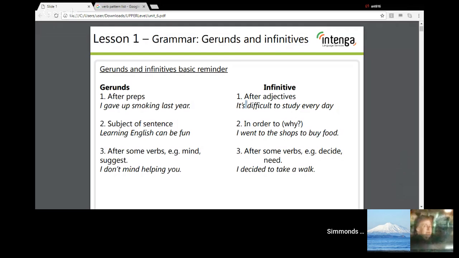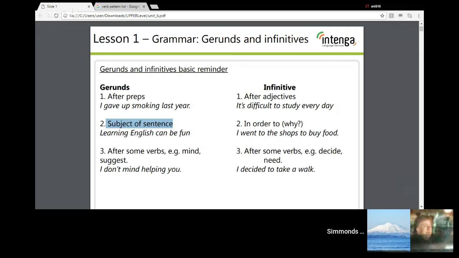Okay, so again, very specific times. After adjectives, it's difficult to study. It's easy to study. Any adjective. And we have it, which is also another complicated topic because it refers to the situation of studying every day. So it's difficult to study every day, and that's it. Now, if we wanted, we could change this sentence by saying studying is difficult every day. So we can also say studying with the ing because then it would be the subject of a sentence.